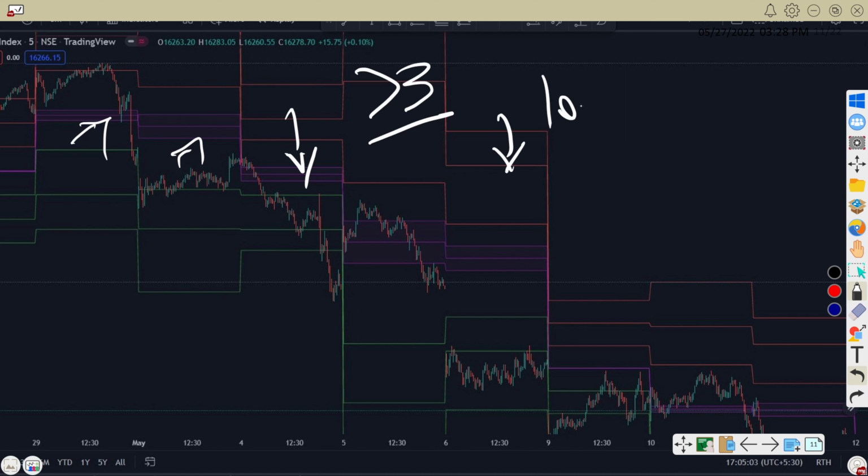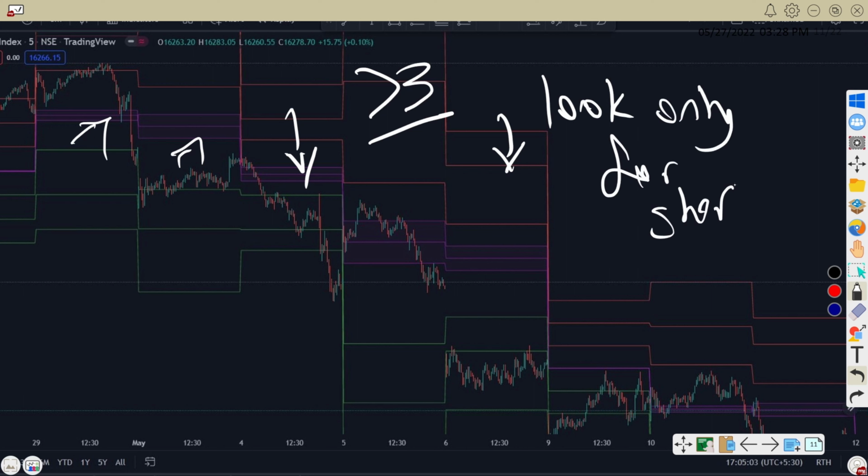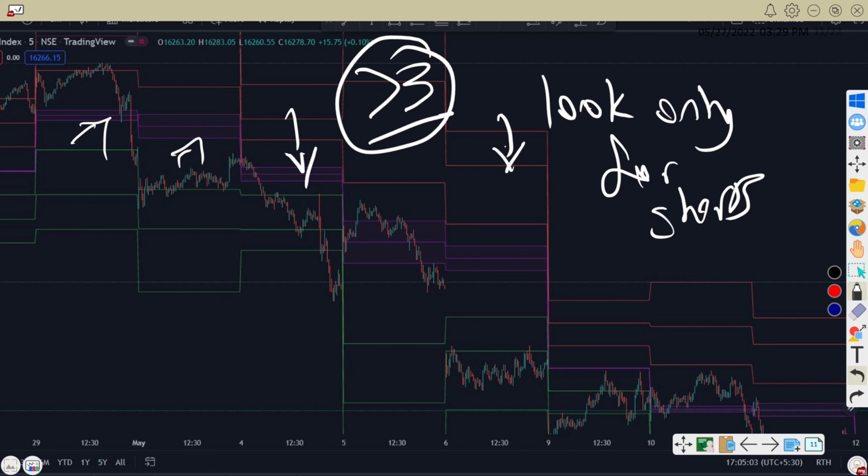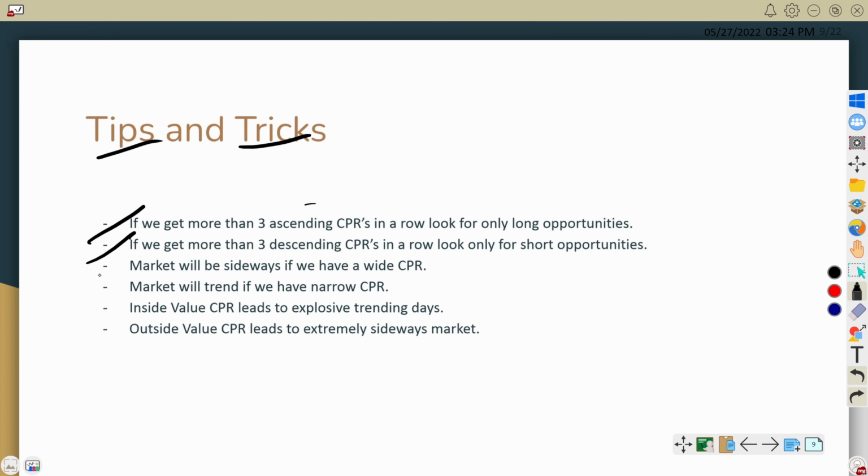look only for shorts. So even if we got right here a CPR breakout, that breakout failed. CPR breakout is one of the strongest breakouts, but it failed because more than 3 times descending CPR, look only for shorting opportunity. Okay, next the ground rule is market will be sideways if you have a wide CPR.